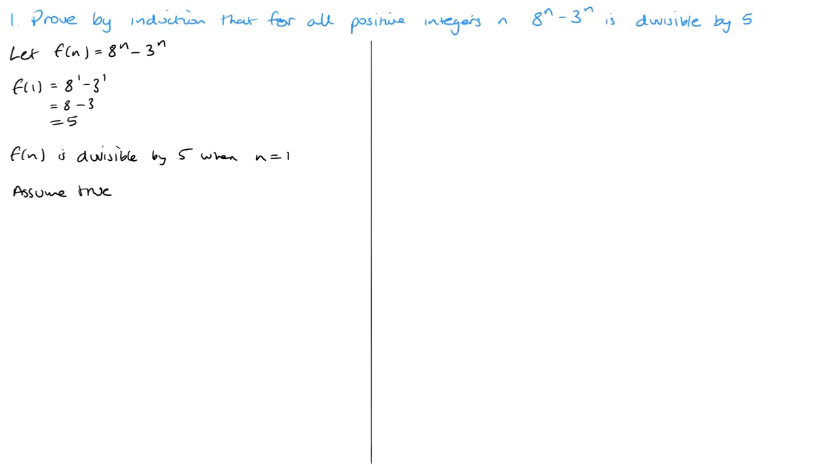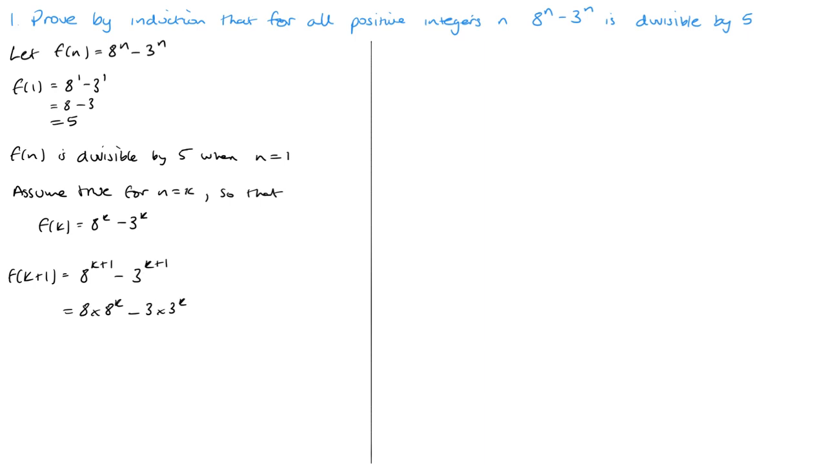The same is true for n equals k, so that f of k is equal to 8 to the power k minus 3 to the power k. Okay, now we're going to look at our f of k plus 1. So that is 8 to the k plus 1 minus 3 to the k plus 1. So that is 8 times 8 to the k minus 3 times 3 to the k.